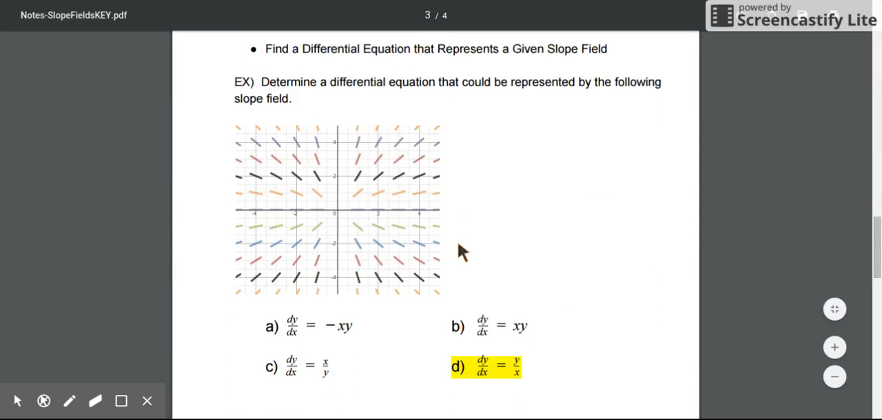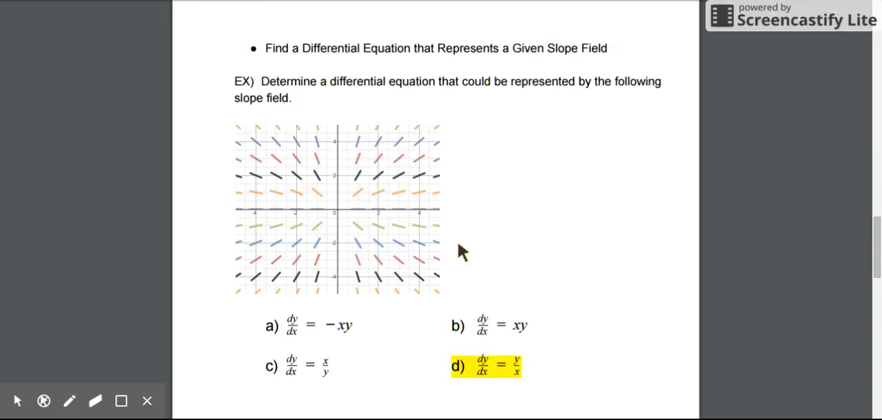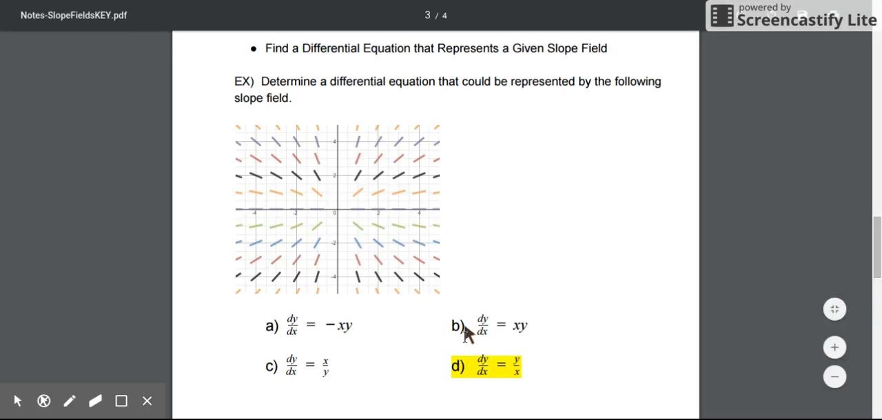Let's look at it backwards. What if we are given the slope field? Then can we choose a differential equation that is best represented by that slope field? So in this case, it's just a lot of guessing and checking. You can plug in coordinates into each of these differential equations and see if the resulting slope matches the slope that's sketched out at that point.